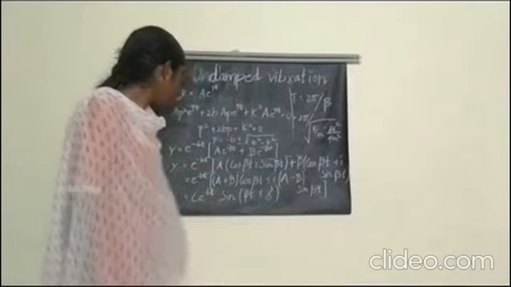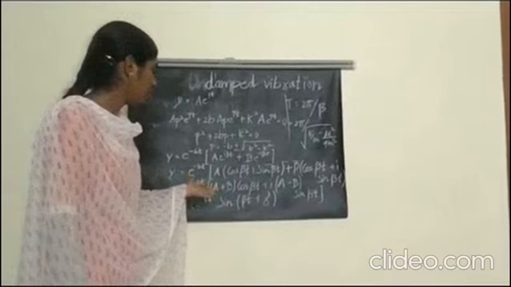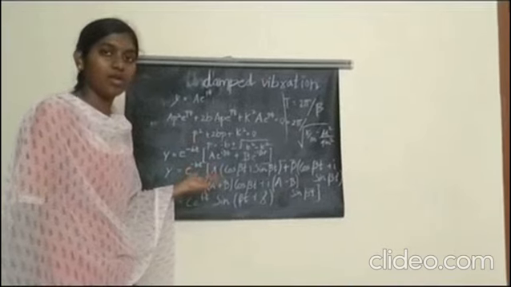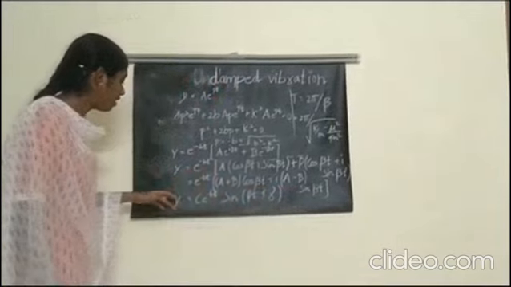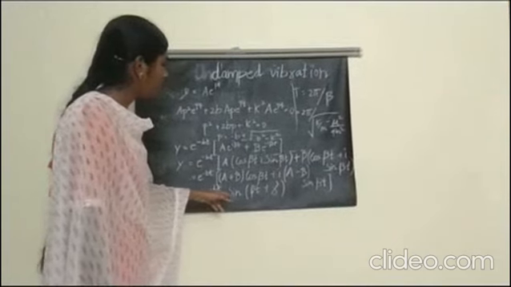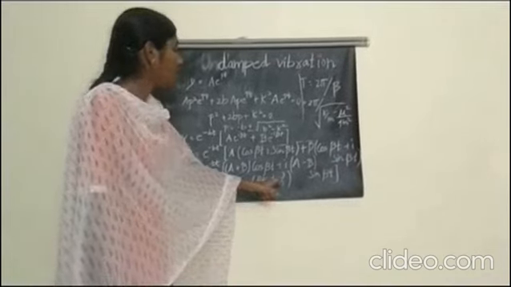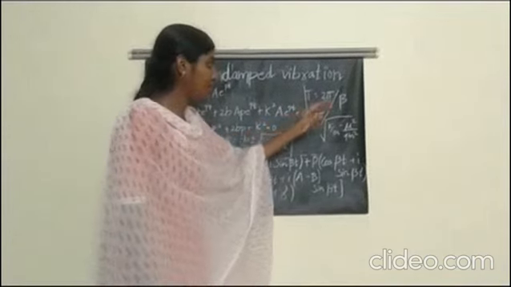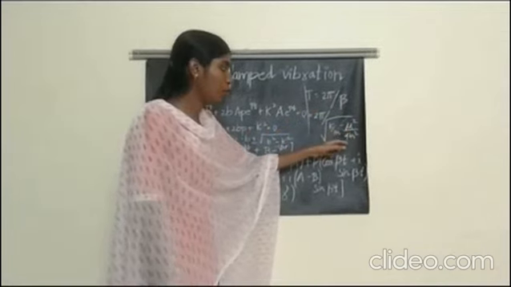Here we are taking A plus B equal to C cos gamma, then A minus B as C sin gamma. Then we get the equation y equals C into e power minus bt into sin of beta t plus gamma. The time period for damped vibration T equals 2 pi by beta, equal to 2 pi by root of k by m minus mu square by 4 m square.